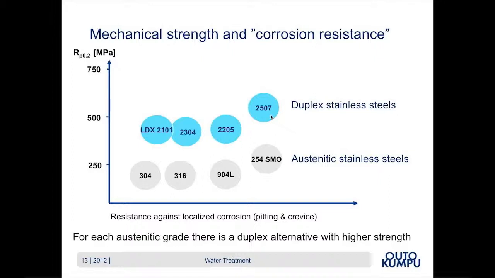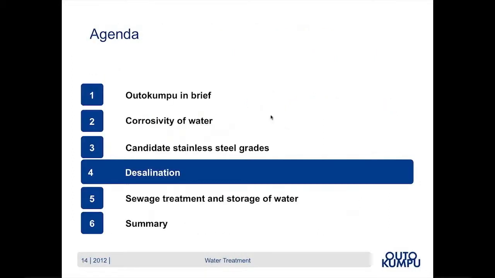So again, in a nutshell, what you can see here is that for each of the austenitic grades, there is a duplex alternative with considerably higher strength, and that Outokumpu has a broad product portfolio from which you can select to meet your needs.